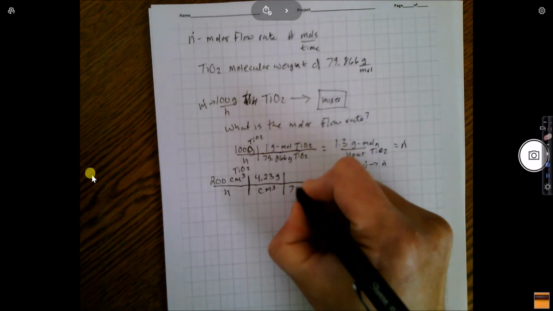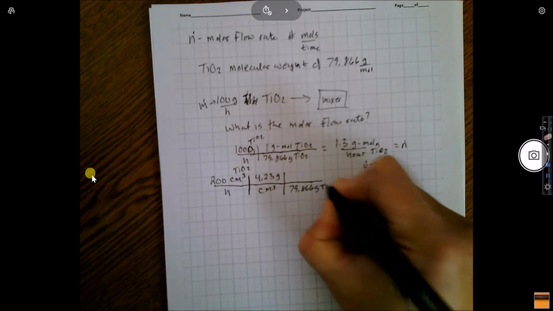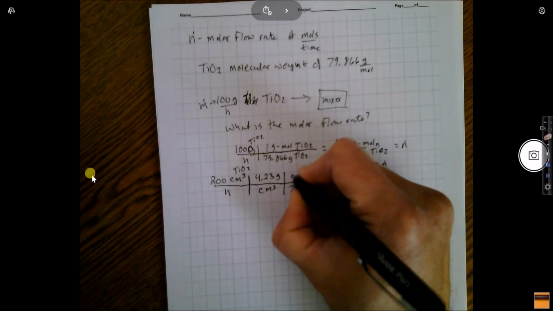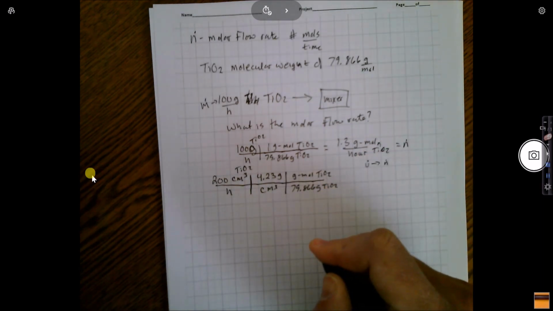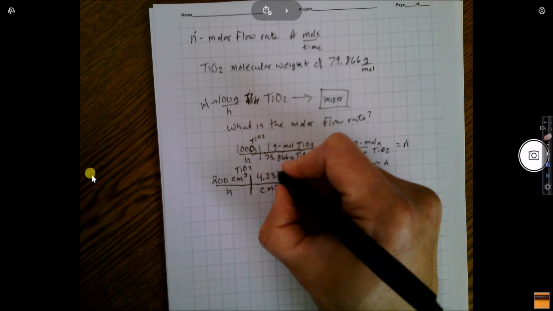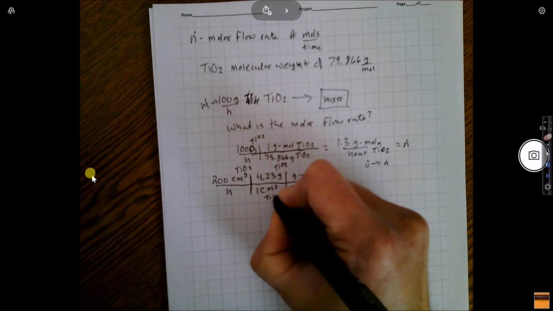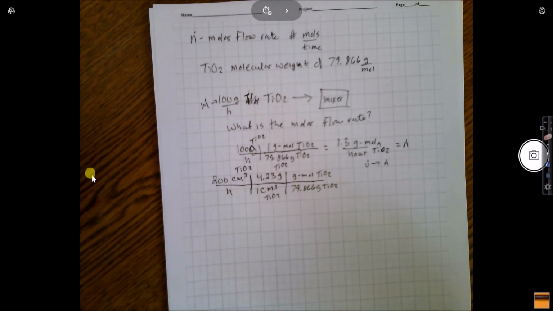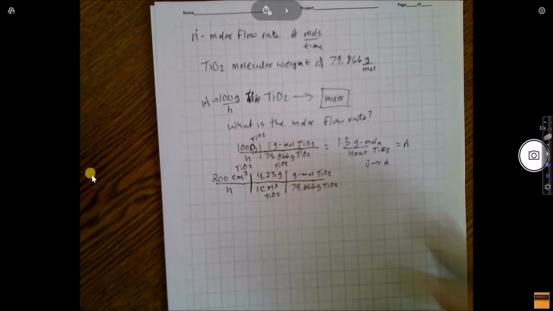So 79.866 grams of titanium dioxide per gram mole of titanium dioxide. And technically, you should have put 4.23 grams of titanium dioxide in 1 centimeter cubed of titanium dioxide. So again, I implore you, keep the bookkeeping; do as I say, not as I do. I tend to get in a rush when I make these videos and do stuff on the board. Maybe I need to take a couple of deep breaths before I do this stuff.